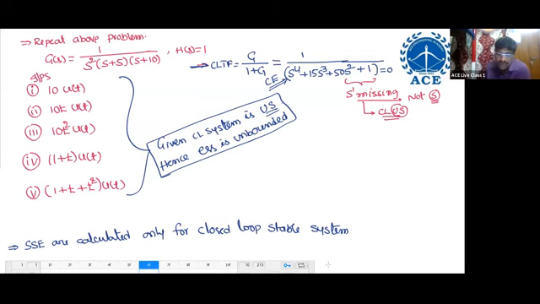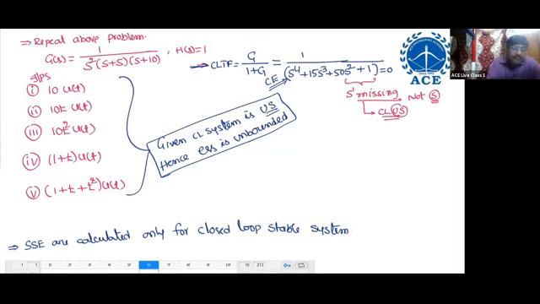So what is the conclusion? The given system is unstable.